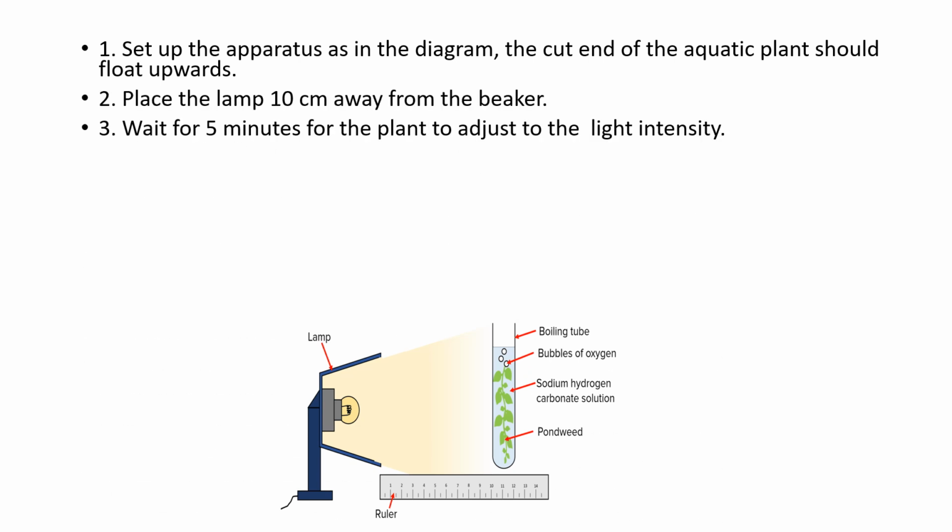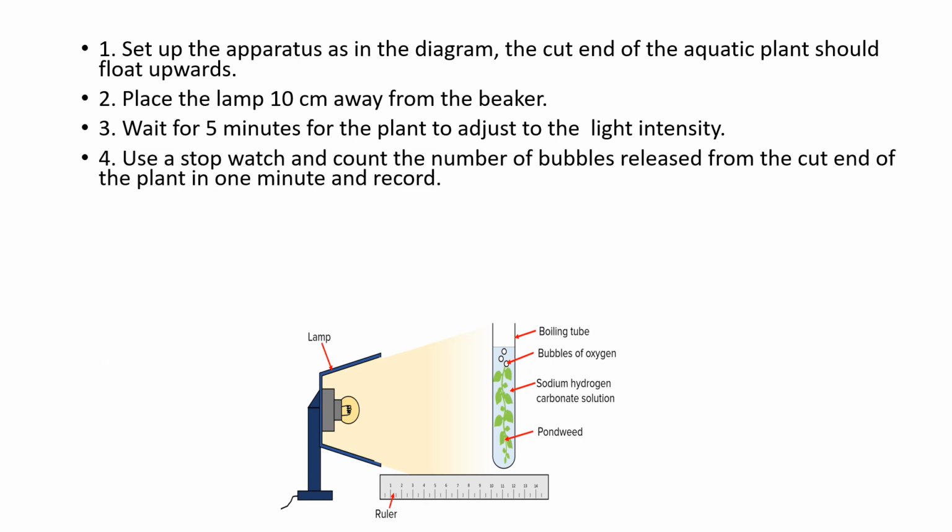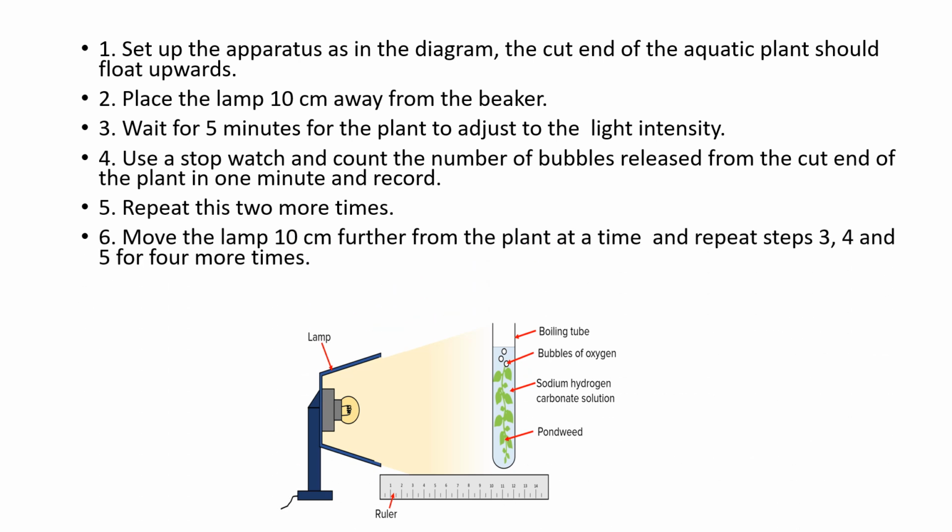Now place the lamp 10 centimeters away from the beaker, and once the lamp is placed, wait for 5 minutes for the plant to adjust to the new light intensity. Then we can use a stopwatch and count the number of bubbles released from the cut end of the plant in 1 minute and record our results. We can repeat this 2 more times, which will make our results more reliable.